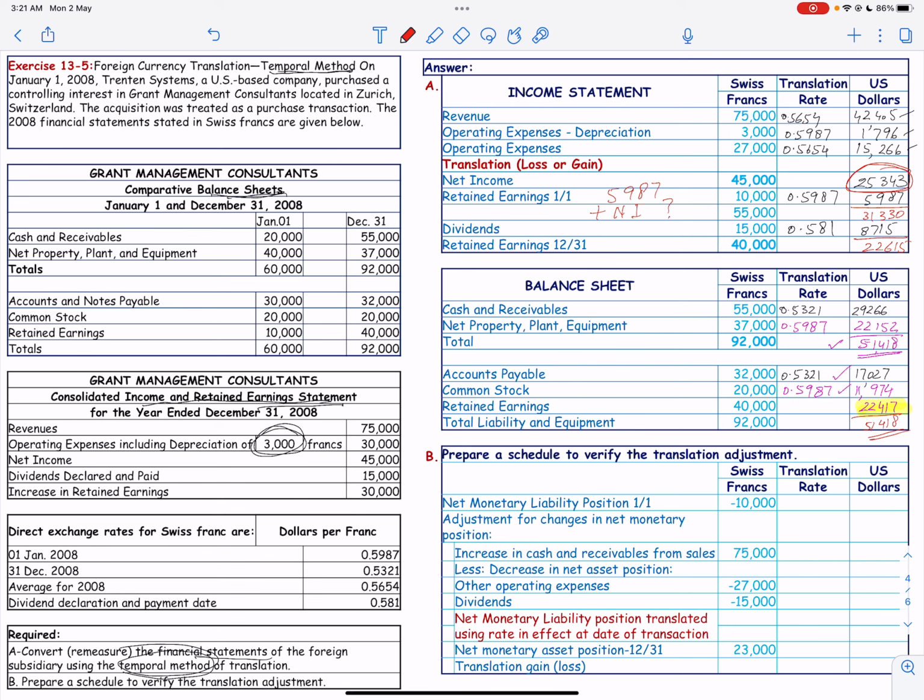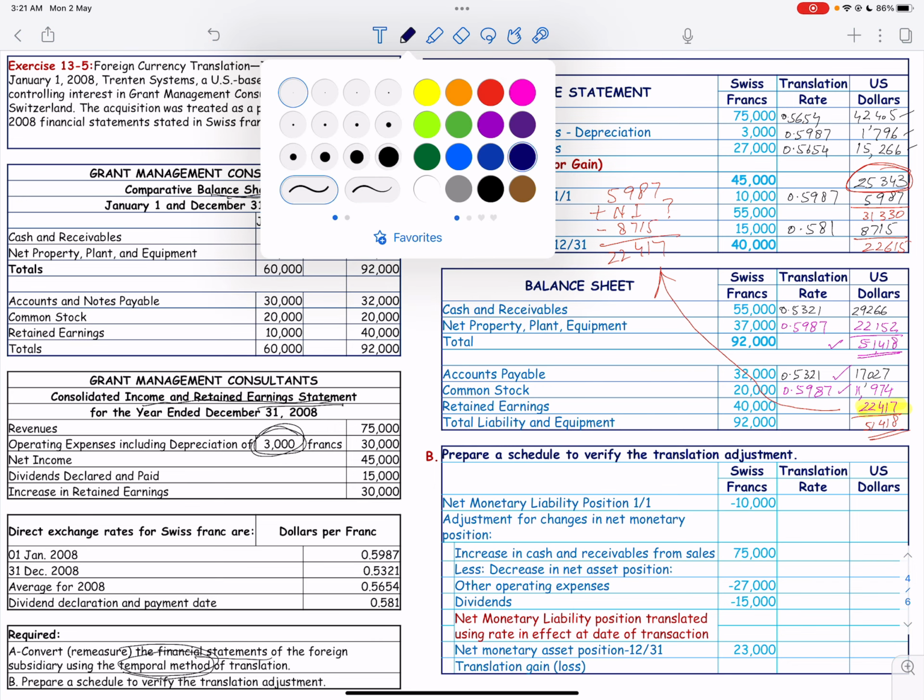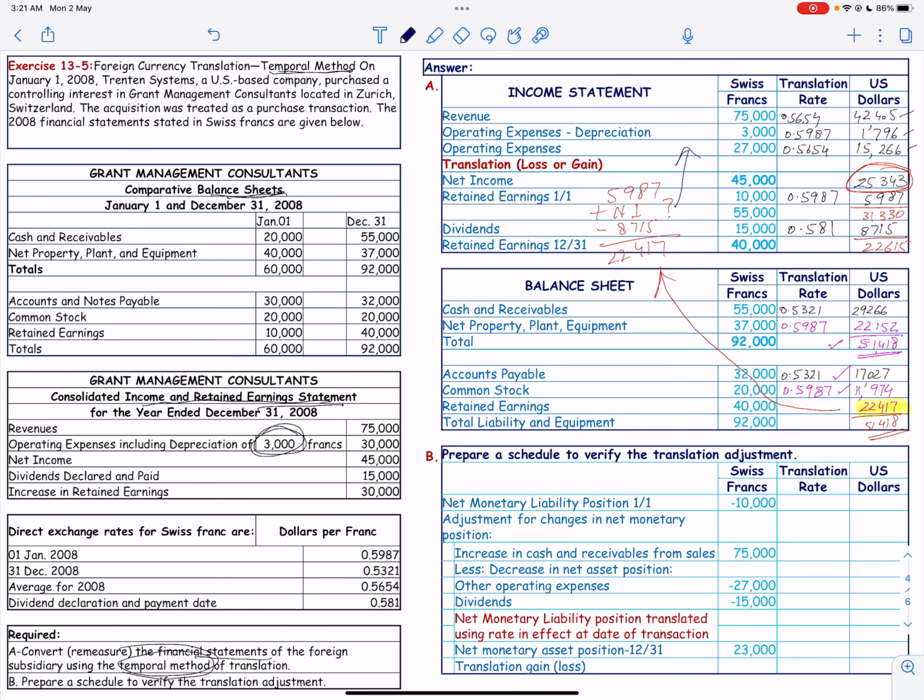And we will subtract the dividend of 8,715, and this will give us an ending retained earnings of 22,417. So if we substitute these values, we will get the net income, and the net income will be equal to 25,145.